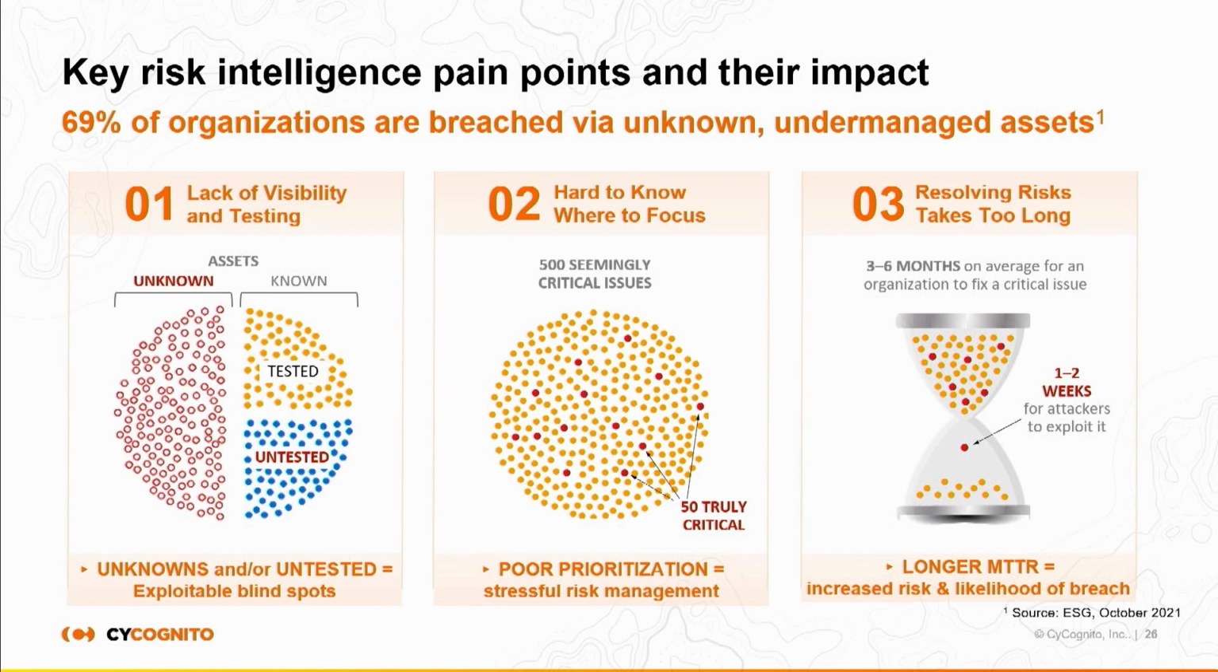So the reason that we're doing that is because we really want to reduce our risk. We want to reduce the impact of threats against the risks in our environment. I think, Philip, you mentioned in your slide how unmanaged and unknown APIs are the biggest cause of breaches. And this coincides with research that we've seen where 69% of organizations are saying that they're breached via unknown or undermanaged assets. So visibility as the first kind of risk intelligence pain point is certainly key.